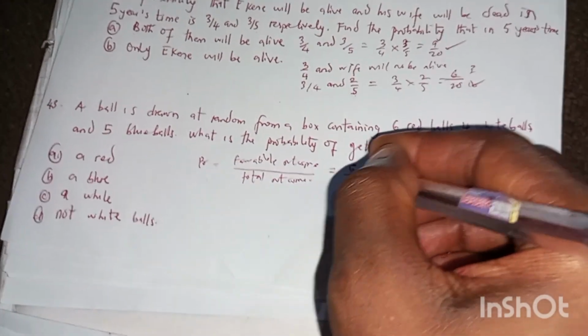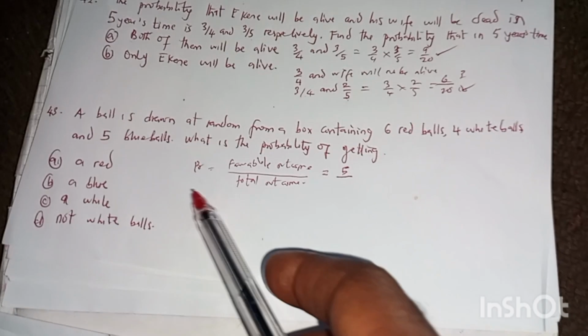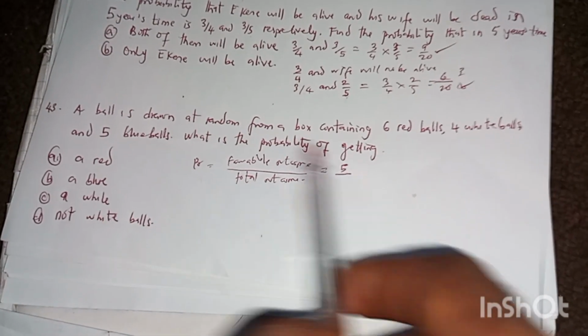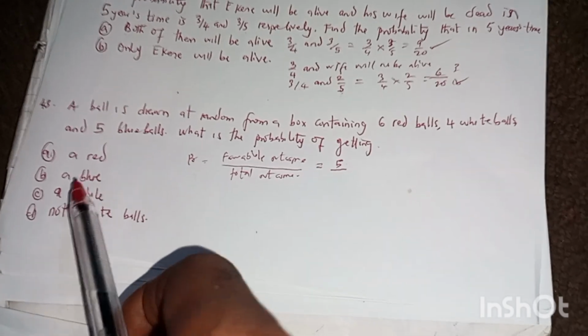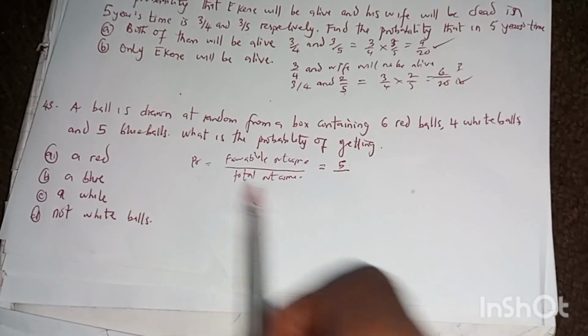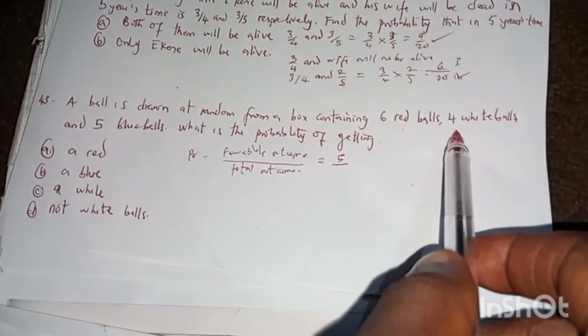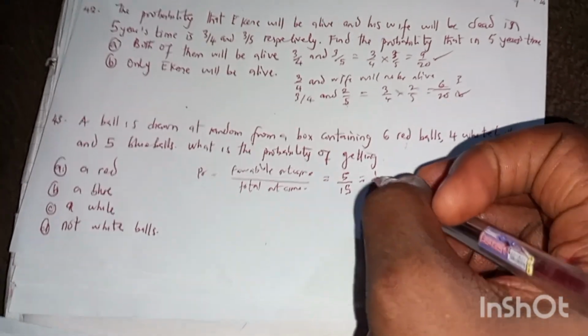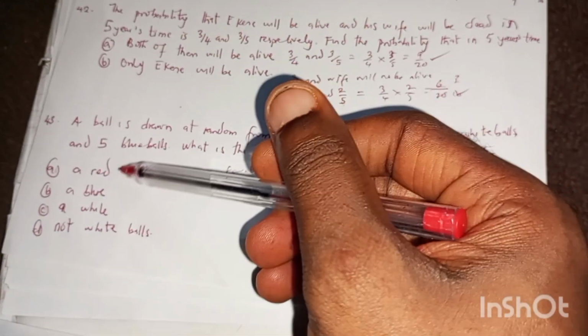All right. What is total outcome? That means if you add up, how many balls are there generally? How many red balls are there is going to be the one at the top, which is the favorable outcome. Then all over total outcome, which is how many balls are there in general. All right, so there are 6 red balls, 4 white balls, that's 10, and 5 blue balls, that's 15. So that's going to be all over 15. Which is going to give us what? 1 all over 3.